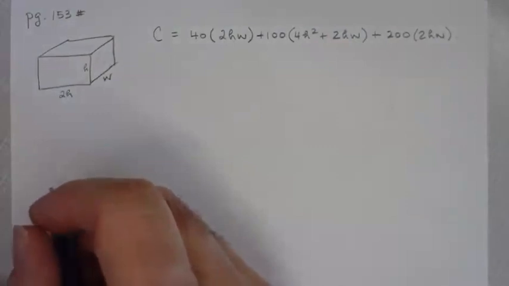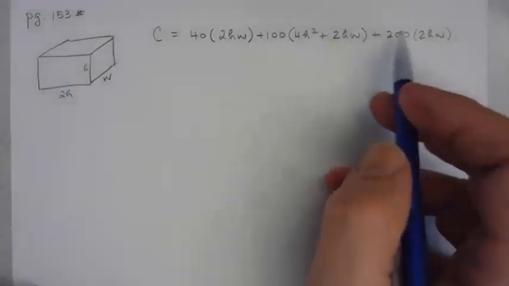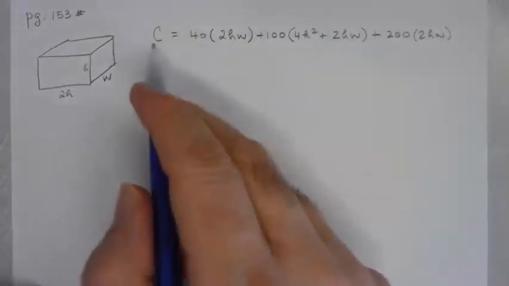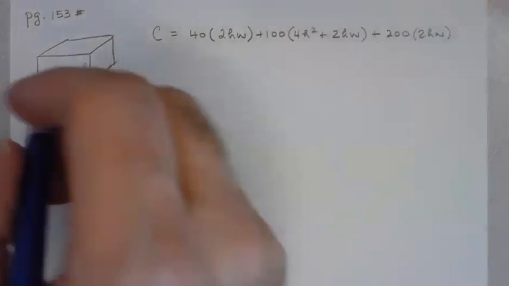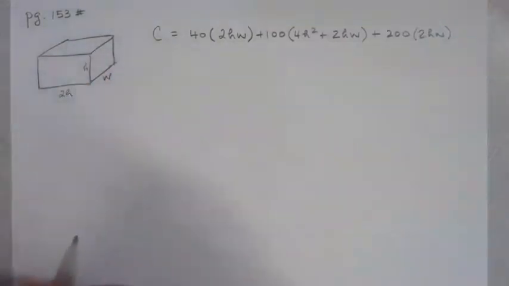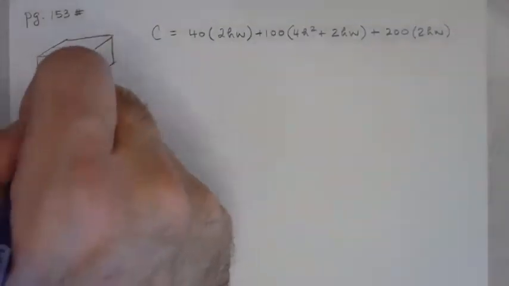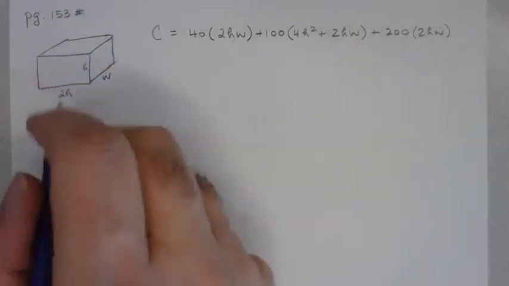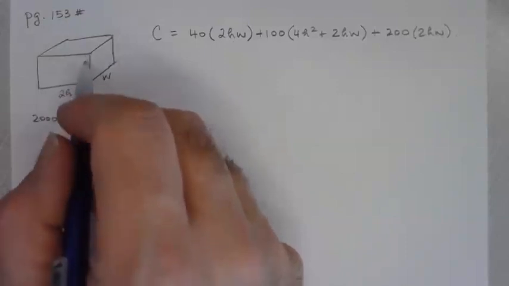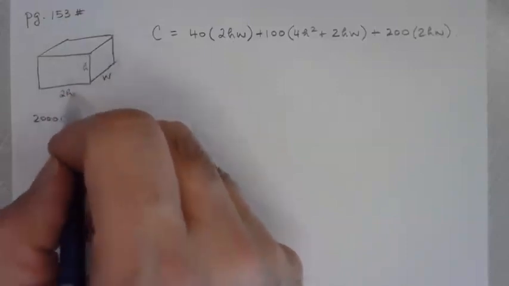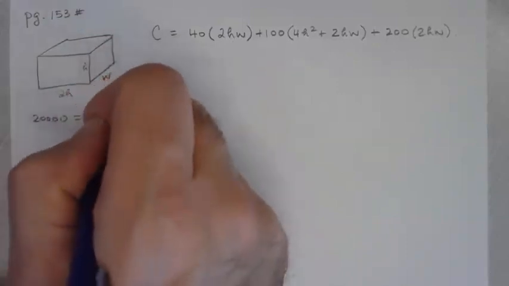So here we've got our cost using our areas and the cost per area. I've got my total cost, and I see already that I've got 2 variables. This is where they gave me, I believe it was 20,000. So 20,000 meters squared is our volume, and that's going to be the area of the base times the height. So it's going to be 2H squared times W.